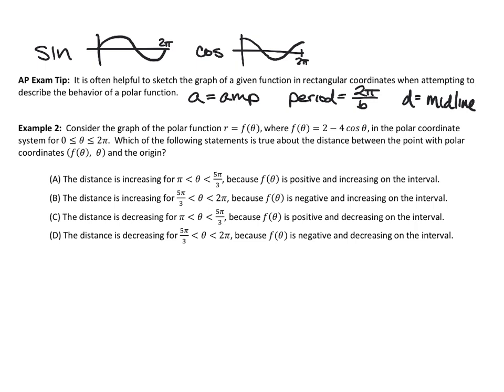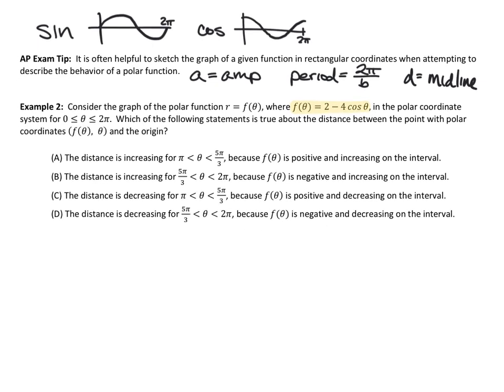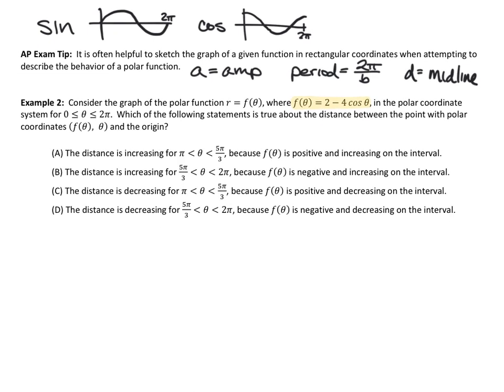So in example 2, it says, consider the graph of the polar function r equal to f of theta, where f of theta is equal to 2 minus 4 cosine theta. This is what we're going to have to graph to be able to answer this question. Which of the following statements is true about the distance between the point with polar coordinates f of theta, comma theta, and the origin? So we're answering a question using the vocabulary from the front of the page. Let's start by just graphing this function plainly on a rectangular coordinate grid.